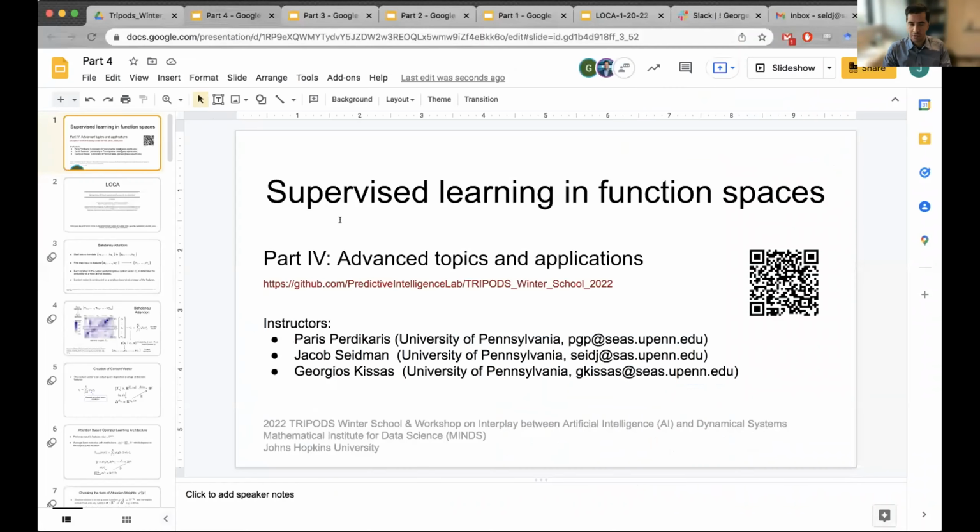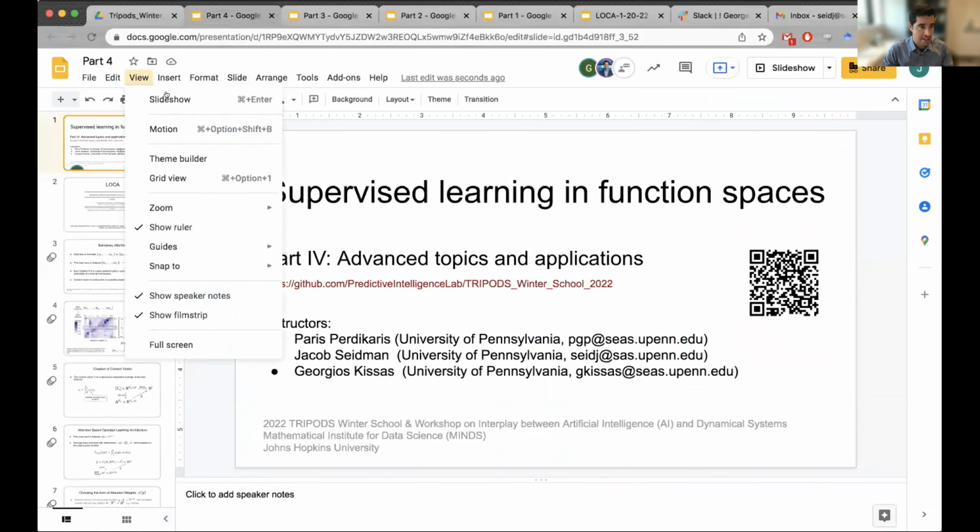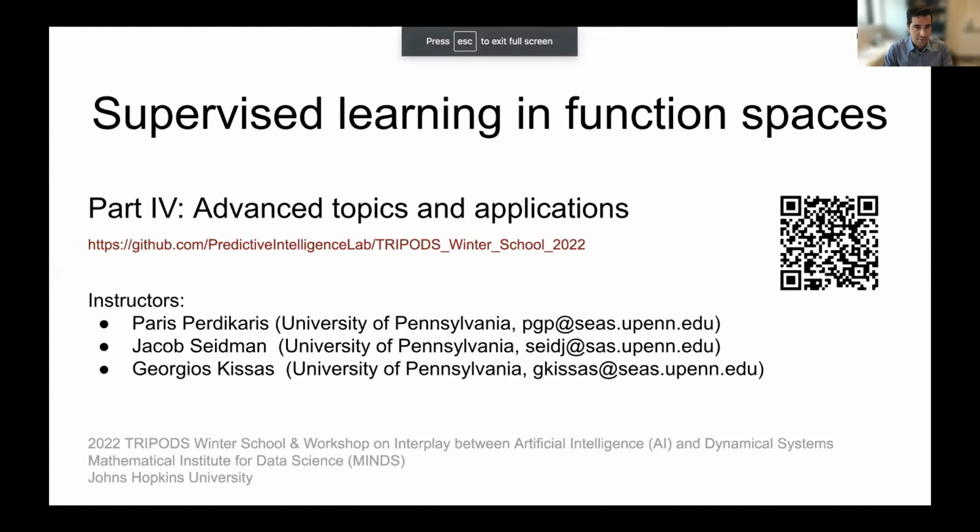Okay, I guess we can get started. We can start with part 4, which will be on more advanced topics. Jacob will go over some recent work that we've done on an attention-based architecture inspired by all the success of the transformer models in natural language processing. And then we'll show some applications of physics-informed operator learning, and hopefully we'll have some time for a more general discussion in the end. So Jacob, you can take it over.